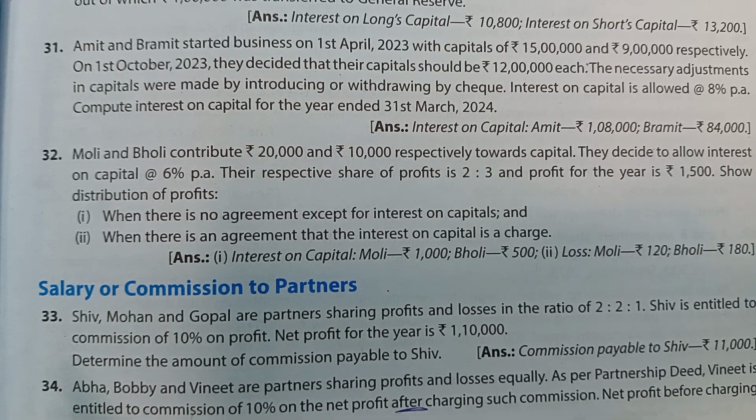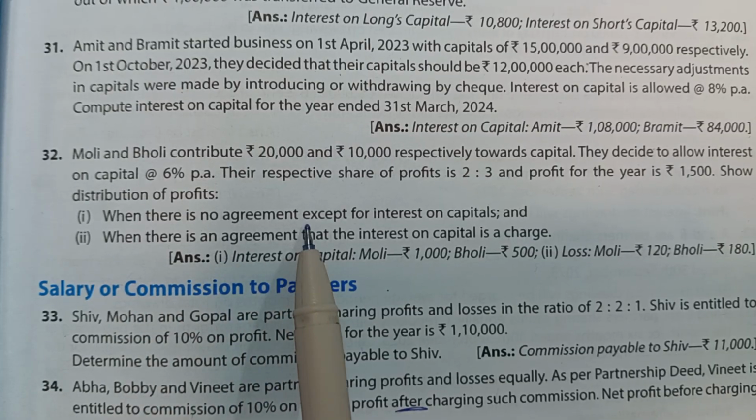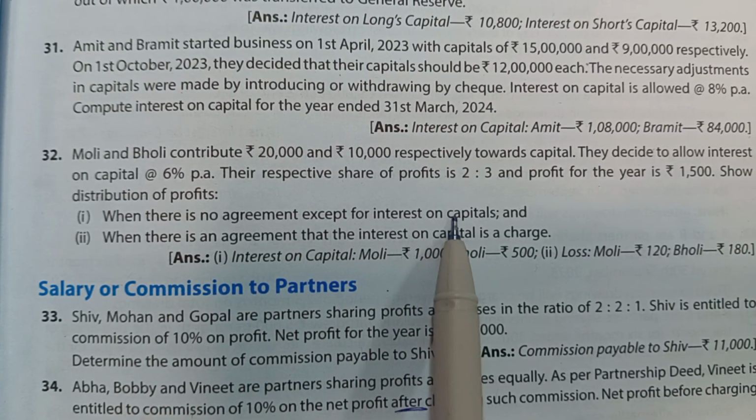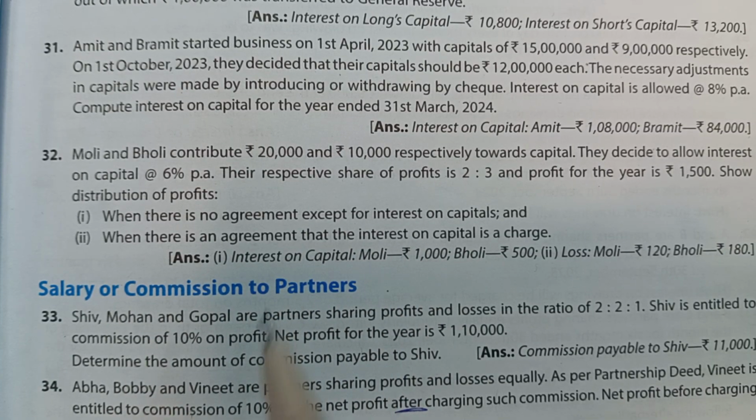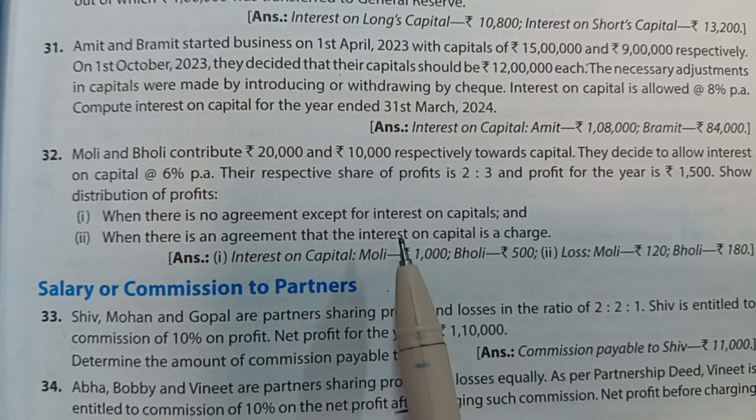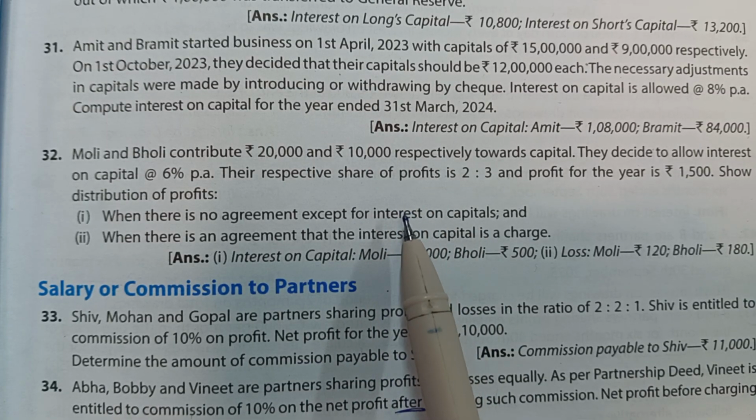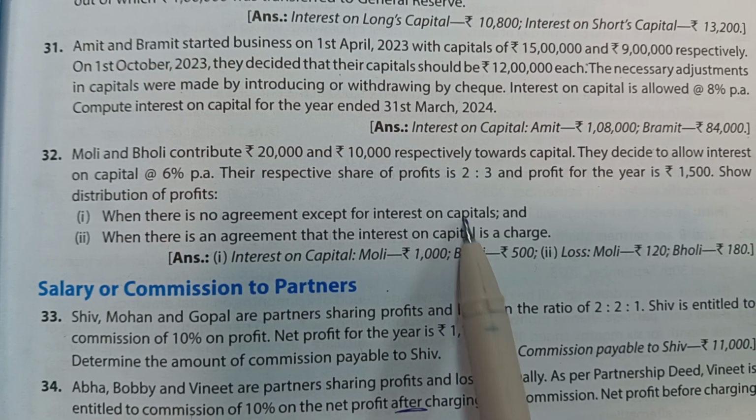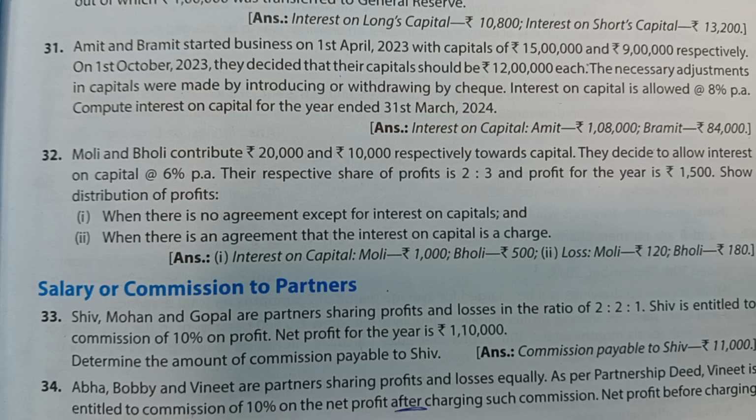There are two cases. First one is when there is no agreement except for the interest on capital, which means there is an agreement with respect to only interest on capital. So interest on capital is to be provided at 6% here.